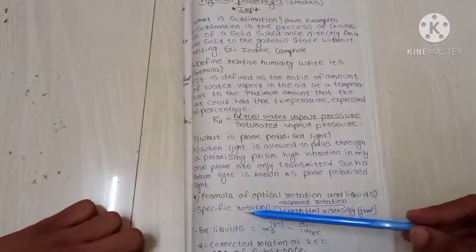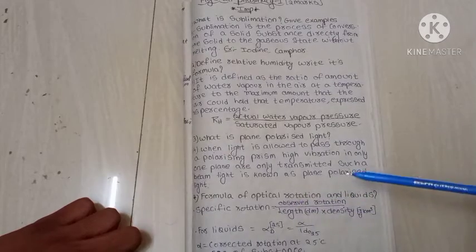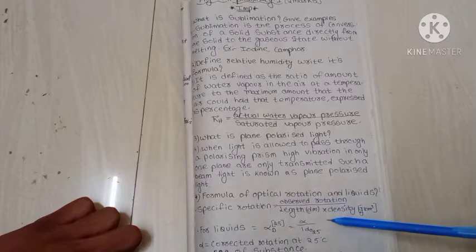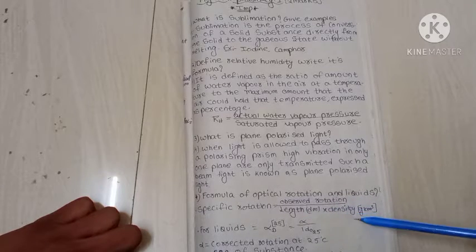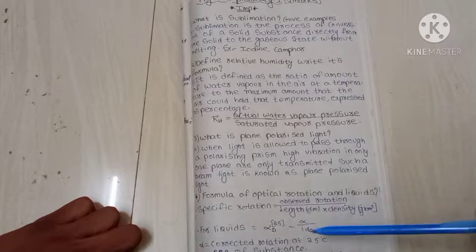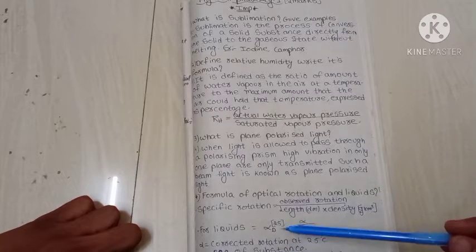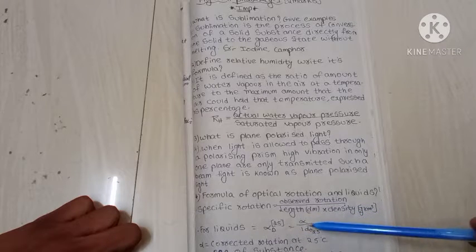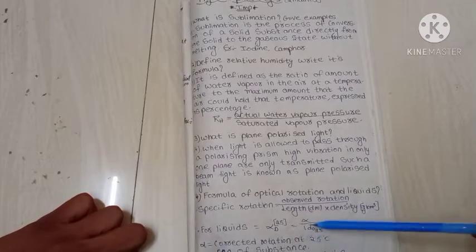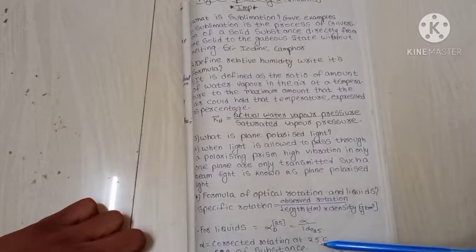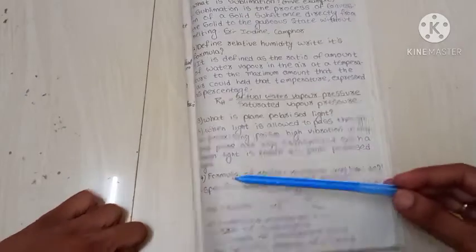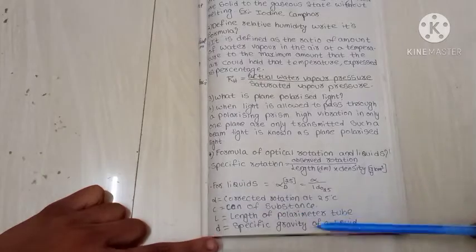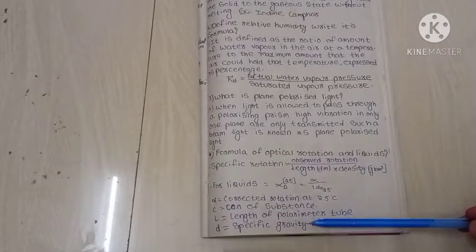Next, formula for optical rotation in liquids. Specific rotation is equal to observed rotation divided by length in dm into density in gram per cubic centimeter. For liquids, alpha D is equal to alpha divided by l into d at 25. Here alpha is equal to corrected rotation at 25 degrees Celsius. Next, C is equal to concentration of substance, L is equal to length of polarimeter tube, and D is equal to specific gravity of the liquid.